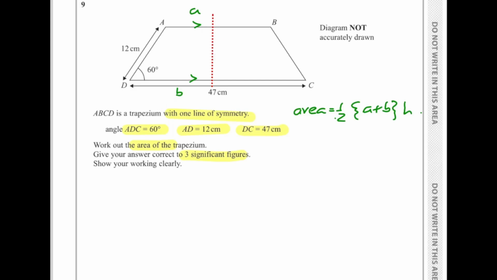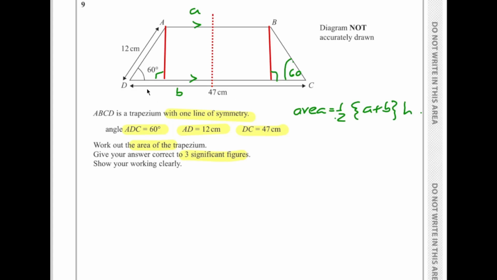Since this is the line of symmetry, again, I'm going to draw another line, which also creates 90 degrees here. This one and this one. Then I know that this angle is 90 degrees. This is 90 and this is 90. Since this is the symmetrical line, this triangle exactly fits on this one. Therefore, this angle is also 60 degrees.